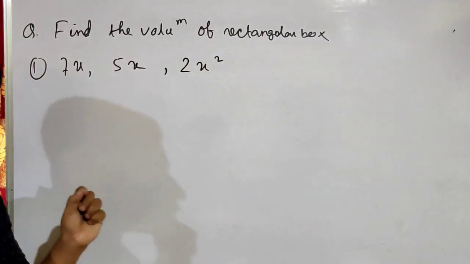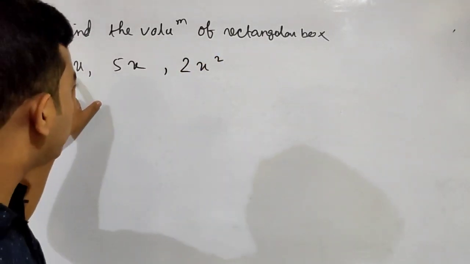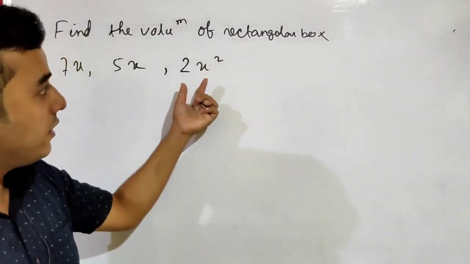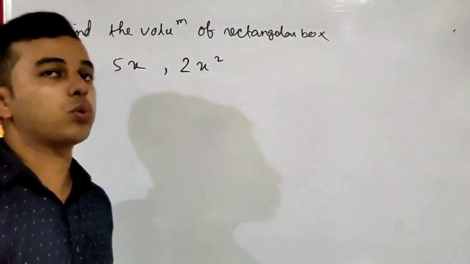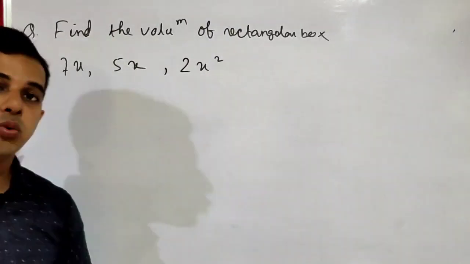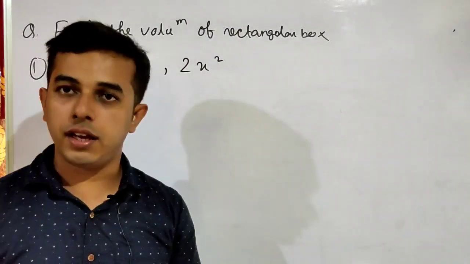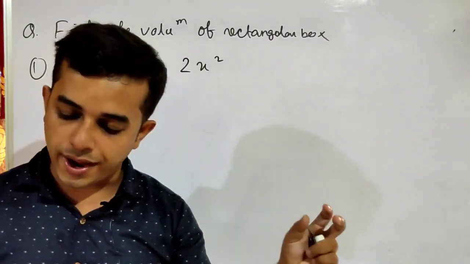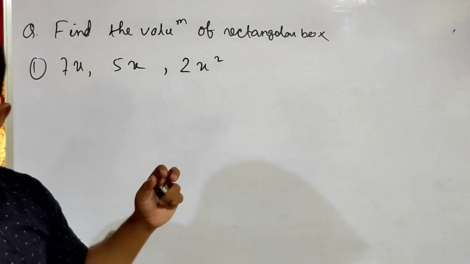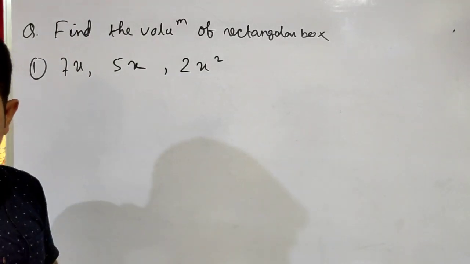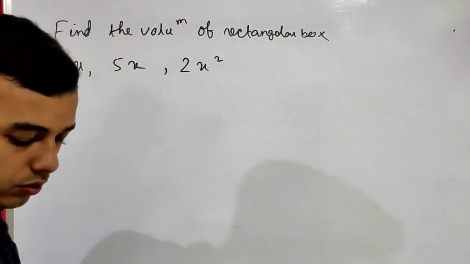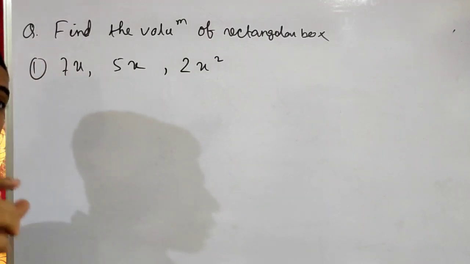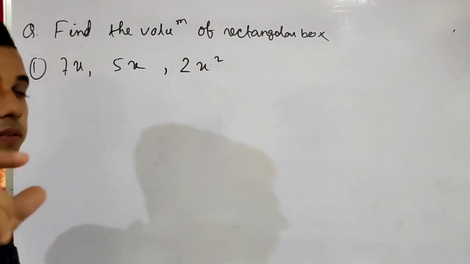So we have to find the volume of a rectangular box whose length is 7x, breadth is 5x, and height is 2x square. So first we have to find how we can find the volume of a rectangular box. What is the formula? Length into breadth into height, isn't it? That means we have to find the product of these three expressions, and that product is the volume.